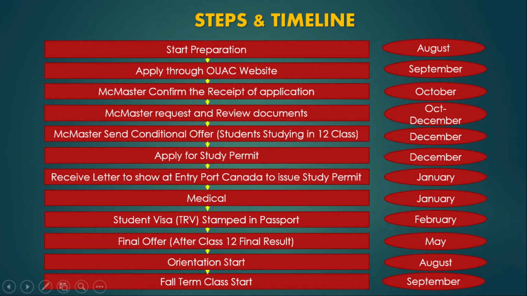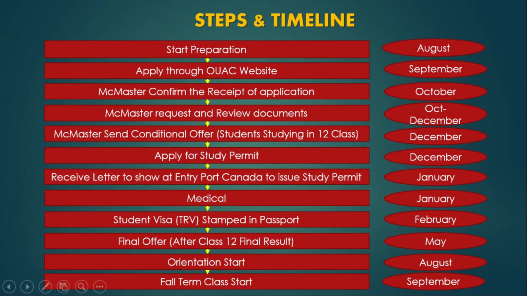Then you have to start the Ontario Universities' OUAC application, followed by McMaster confirmation of receipt of the application, documents verification, conditional offer. Then you need to apply for study permit and student visa, that is TRV, temporary resident visa. I will discuss this in detail shortly.